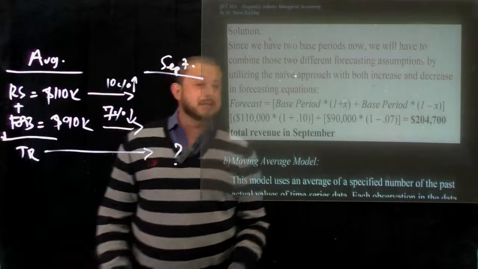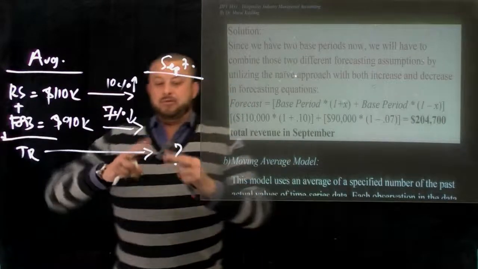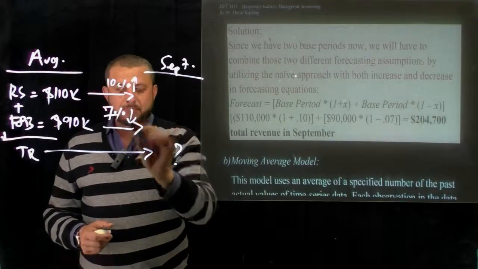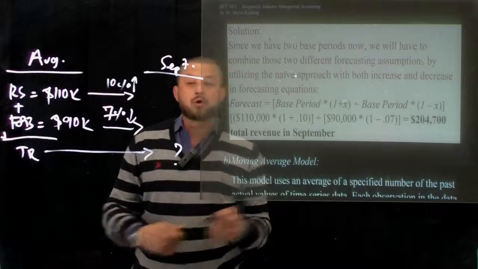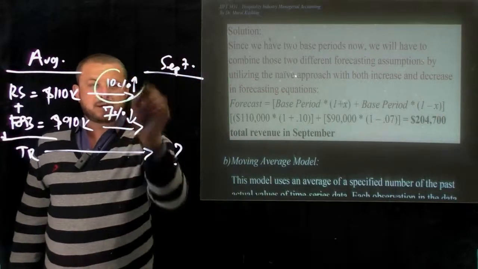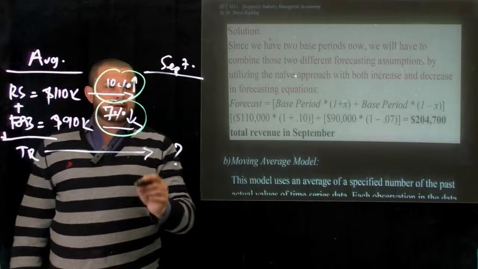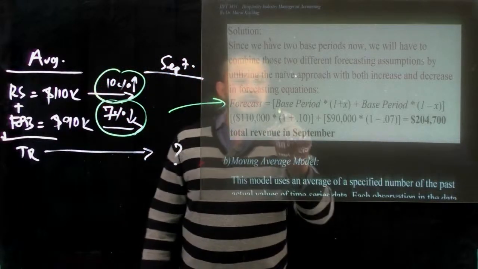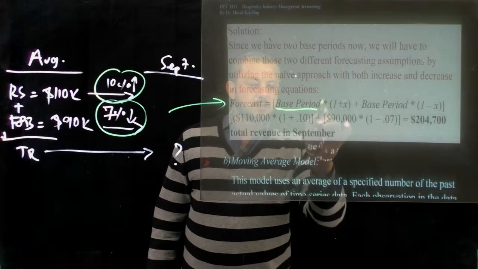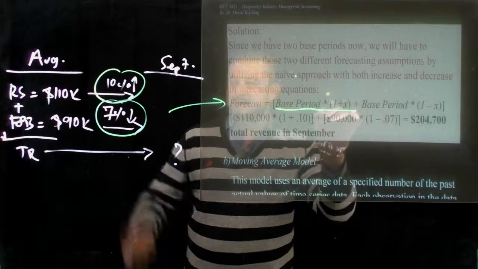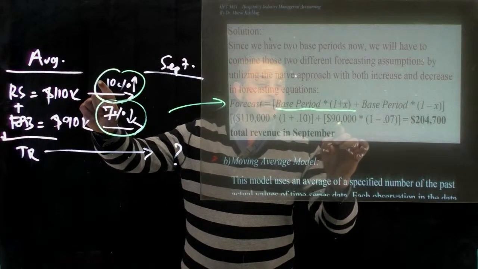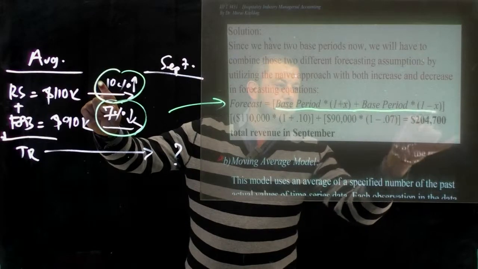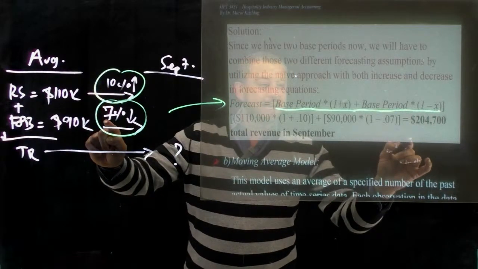So what am I going to do, guys? Take a look at my solution. If you have more than one forecasting assumption just like this, one of them a 10% increase, the other a decrease, all we have to do is combine them together in our forecasting. Take a look at my combined equation then. My forecast will be, in brackets, base period multiplied by 1 plus x. This is for the room revenues. Plus, I'm combining them right now, base period multiplied by 1 minus x. This is for the F&B revenue.